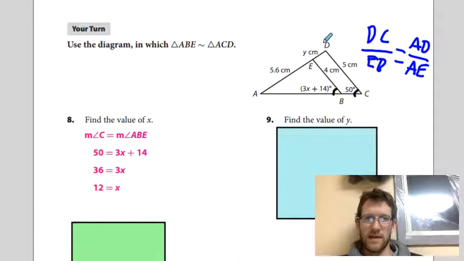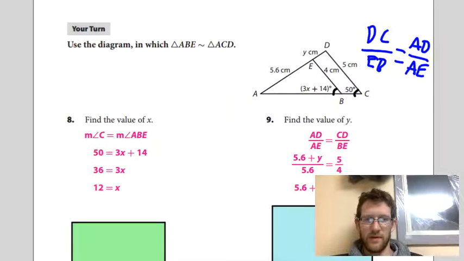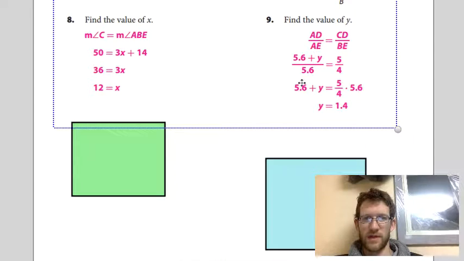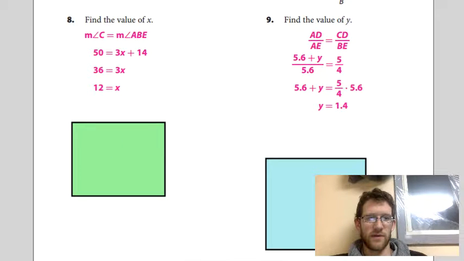Note here, AD is not y centimeters, right? AD is 5.6 plus y. So don't let that throw you off. So we get 5.6 plus y. Again, a little bit of algebra, a little bit of jumping around, but you should be able to calculate and crunch that.